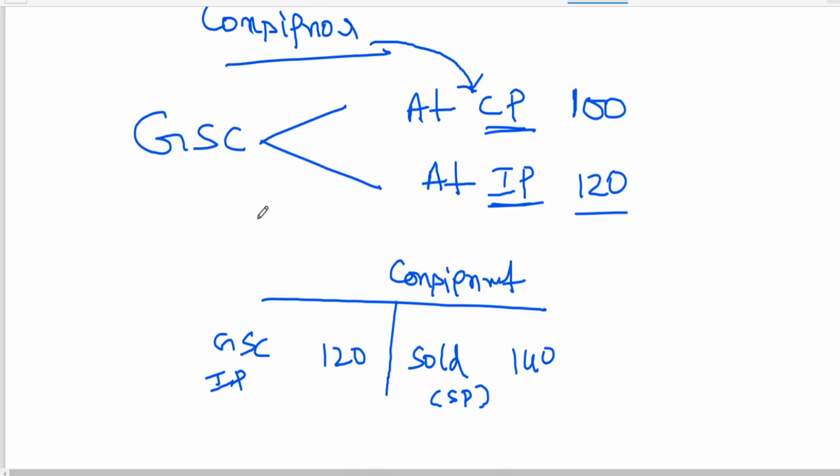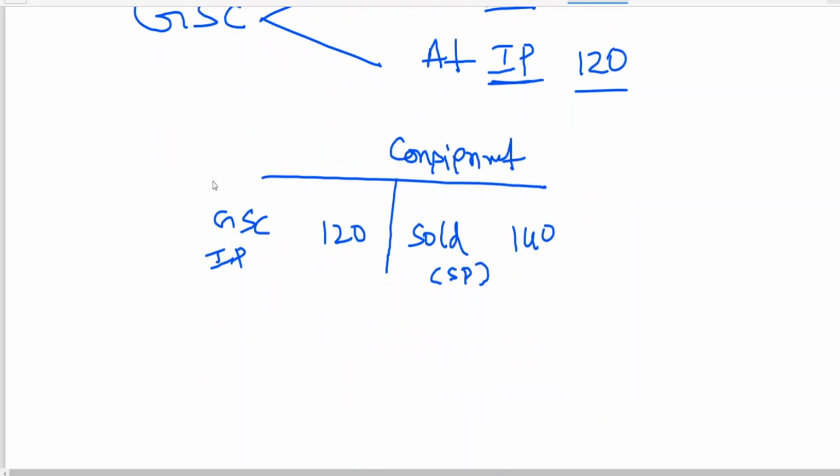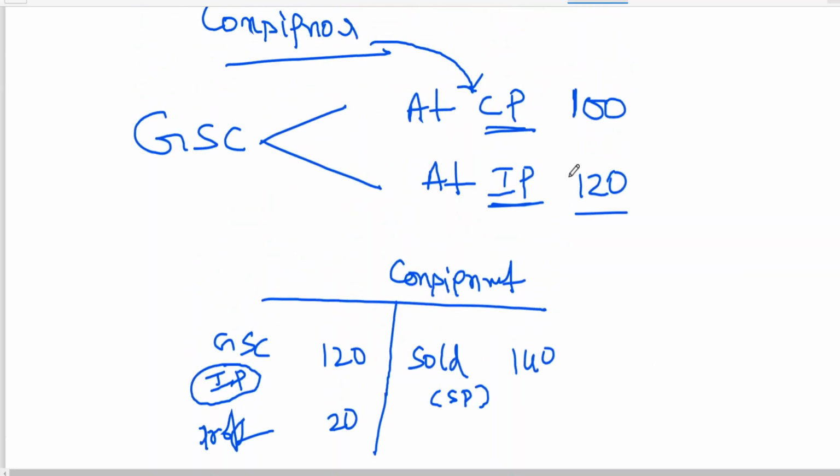Can you tell me what is the profit? Only two items I am telling. This is goods sent on consignment, assuming all the goods have been sold. 140. What is the profit? 20. Do you agree this is a real profit? No. You know that it's not a real profit. Why? What is the actual cost price? 100. To get the profit it is actual SP minus CP, 140 minus 100 is 40 rupees profit.